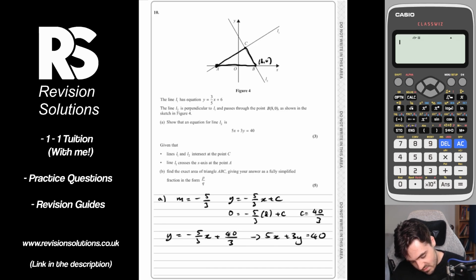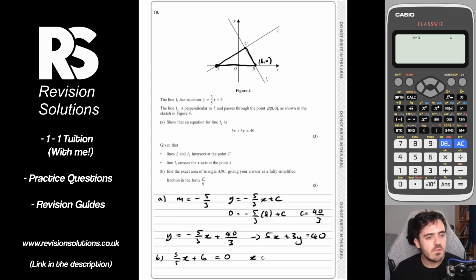That's just where the y-coordinate of L1 is 0. So if we go to L1 and set the y-coordinate to 0, so that would be 3/5 of x plus 6 equals 0. That's going to give us x is going to be minus 6, and then we're dividing that by 3/5, which is minus 10.